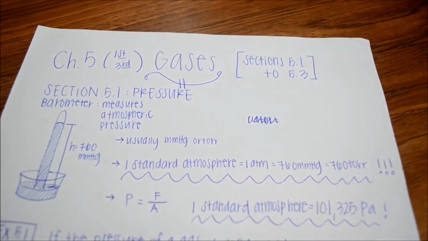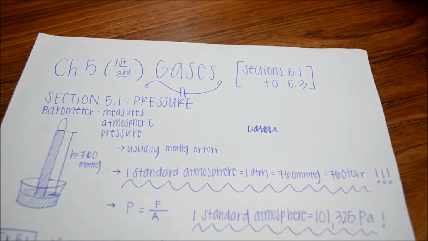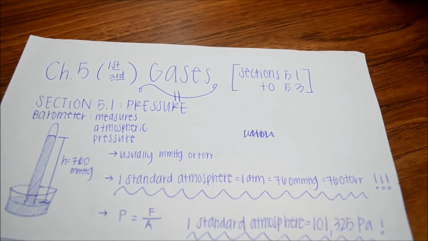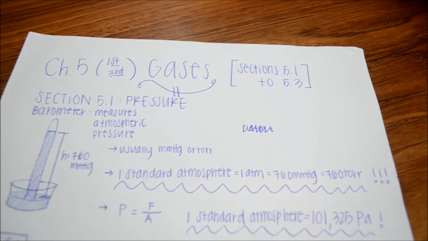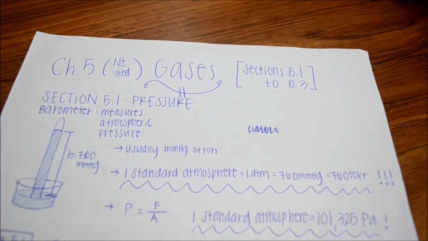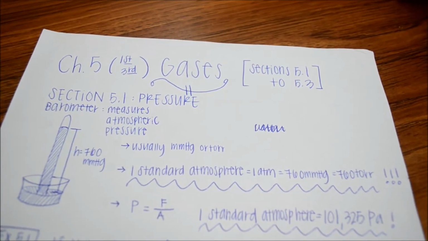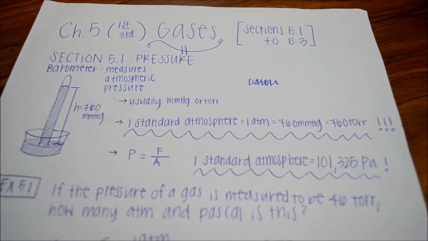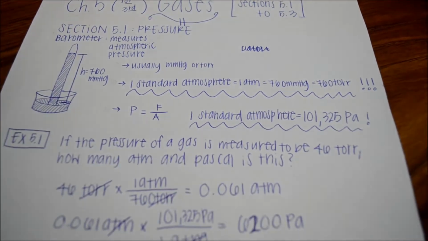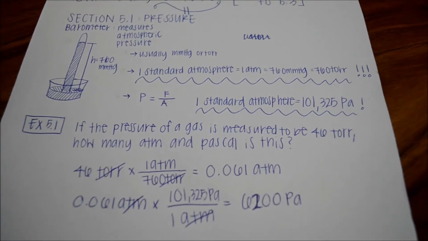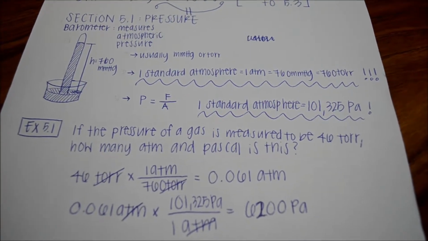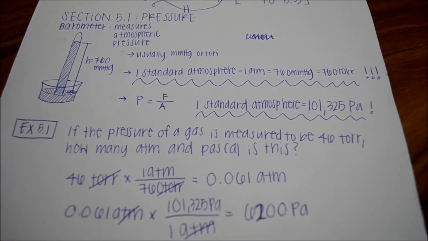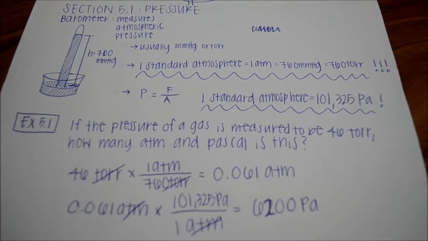Pressure is force per unit area, so the unit of pressure in the SI system uses the Pascal. Based off of the Pascal, 1 standard atmosphere is 101,325 Pascal. Now, let's do a problem involving pressure conversions. If the pressure of a gas is measured to be 46 torr, how many atm and Pascal is this?